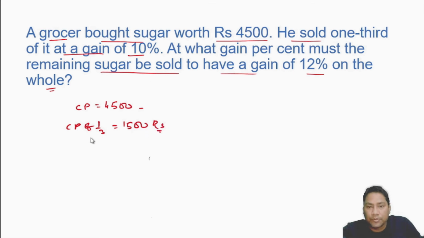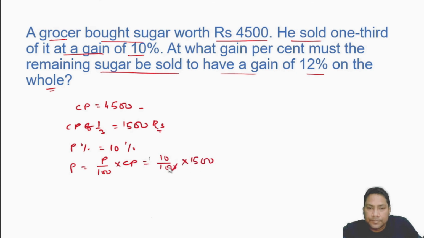So we have a profit of 10%. The profit percentage is 10% on the one third sugar. So we calculate the profit: profit percent divided by 100 into cost price, that is 10 divided by 100 multiplied by 1500. The zeros cancel, that is 150.